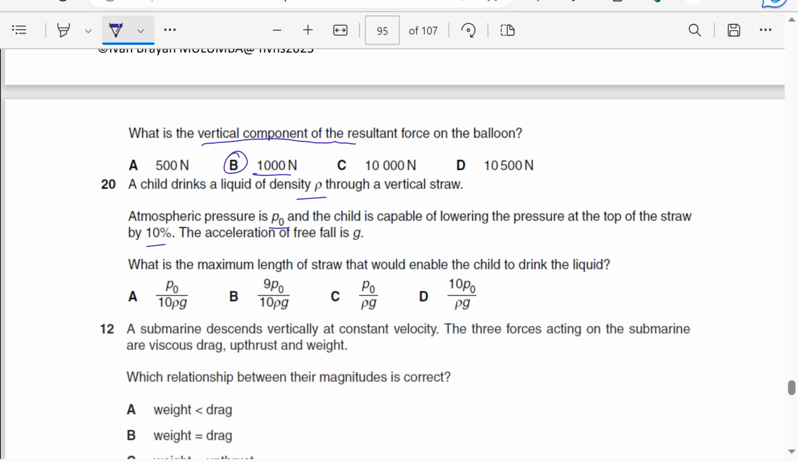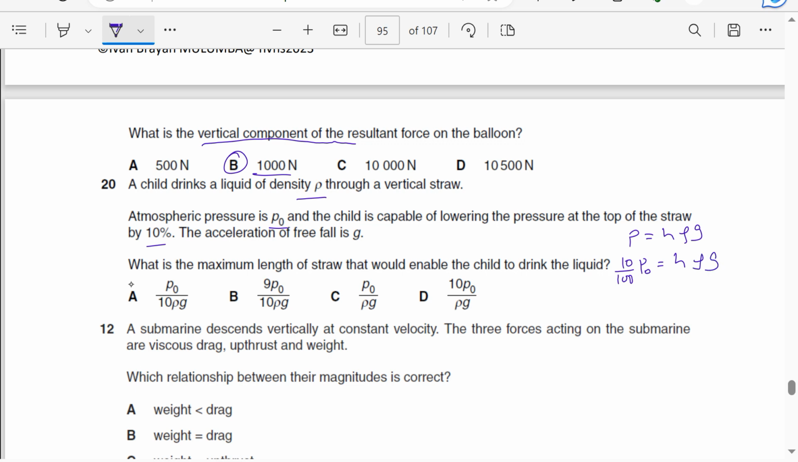Okay, this is very easy. So we know that pressure is equal to h density times g. So the pressure here, because the child can lower the pressure at the top by 10% of that of the atmospheric, so this is going to be 10% or 10 over 100 times P naught, which is going to be equal to h times the density, which is given as rho, times g.